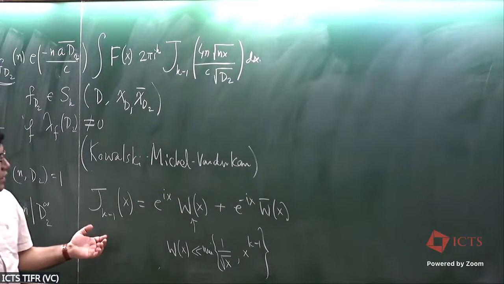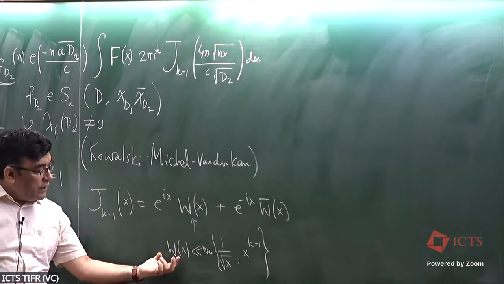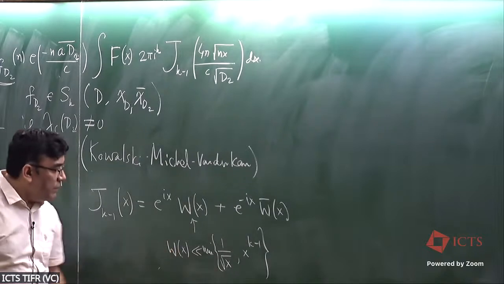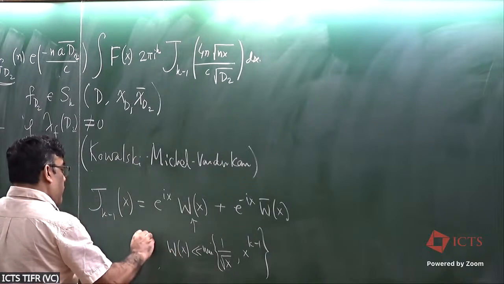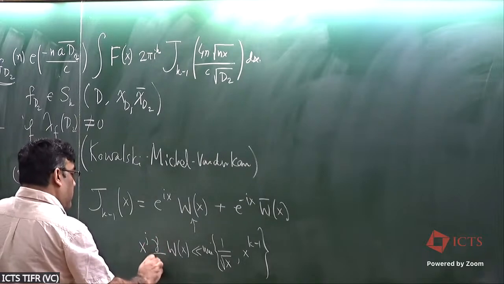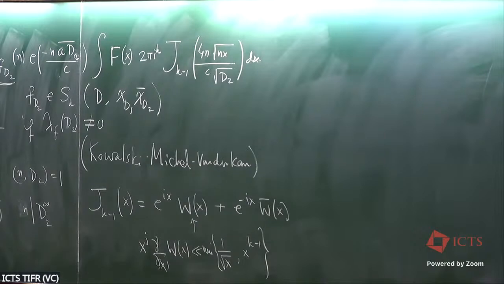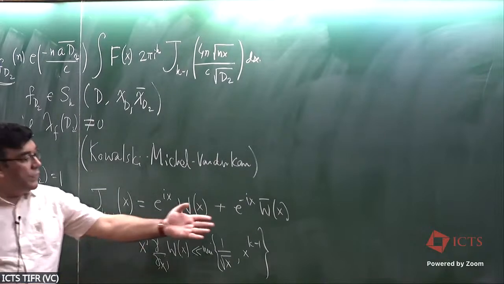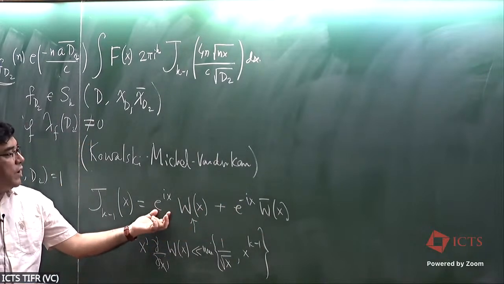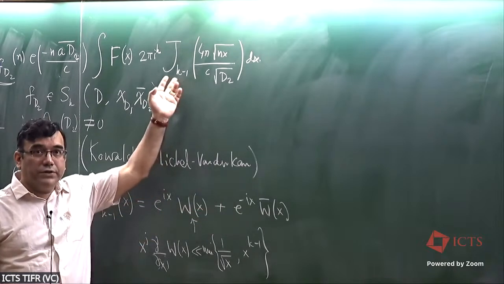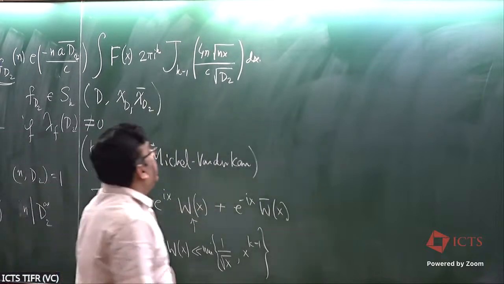So also you can look at the derivatives of that, and the derivatives also satisfy the same bound. So you can look at x to the power j, del x to the power j of this, and they have the same bound. So there is no oscillation in W, and this is the oscillating part in the J Bessel function. Okay, all right.